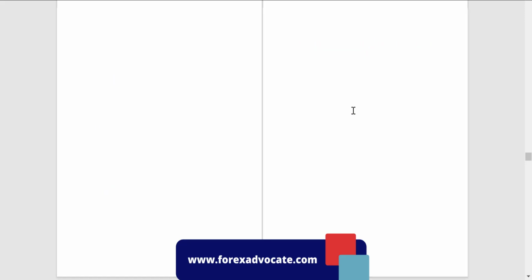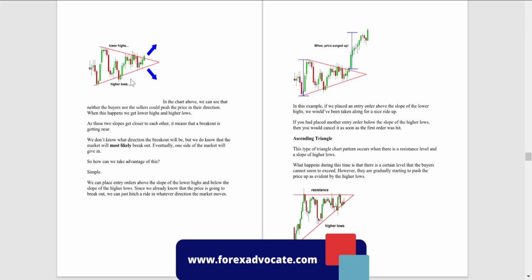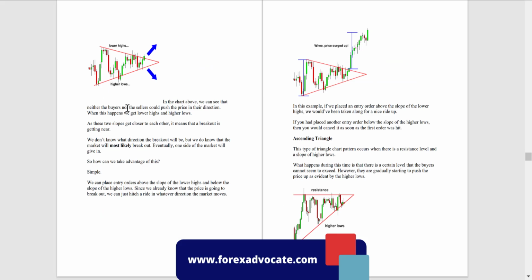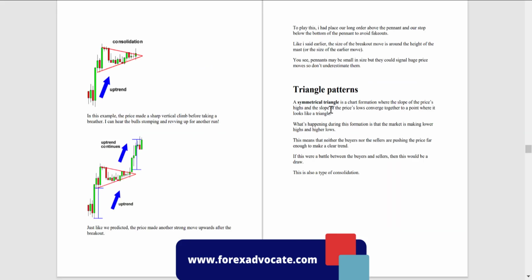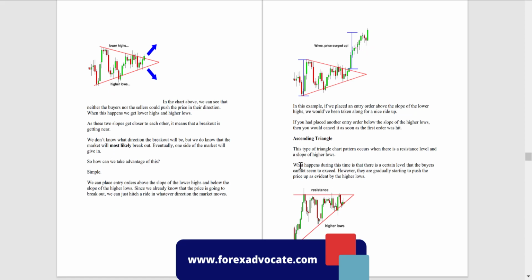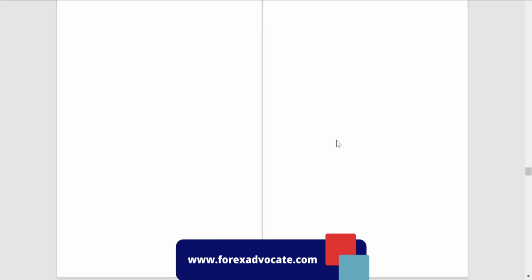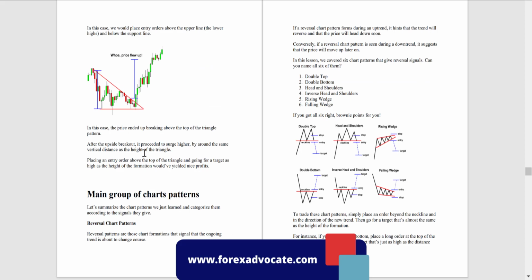So another one is triangle patterns. A symmetrical triangle. You can see all this. So it breaks out. Please make sure you read all these things. The symmetrical triangle. When you get here, you see this ascending triangle here. You see this descending triangle as well. You can see here is the main group of chart patterns. So we have different groups of chart patterns.